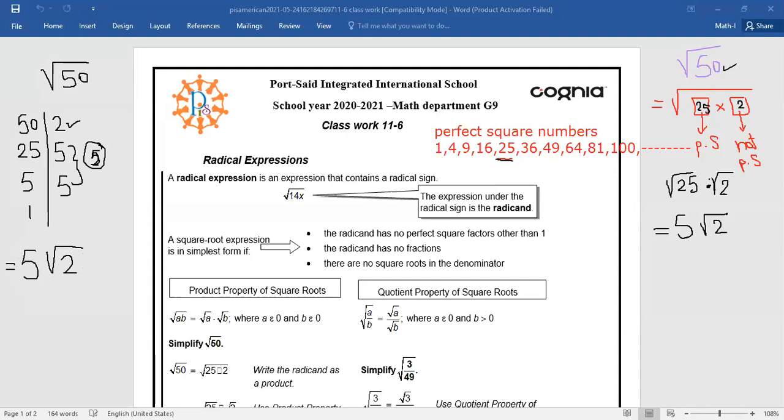Then to answer the question, you can use one of those two methods. The first method is to search in the perfect square numbers, divide it into 2 parts, and then you will find the answer. If you can't remember the perfect square numbers, then you will factorize. But remember that these numbers should be prime numbers, which means I can't divide by 6, I can't divide by 4. They should be prime numbers, which can't be divisible by any number except itself or 1. Then you will find the answer, it's 5 square root 2.